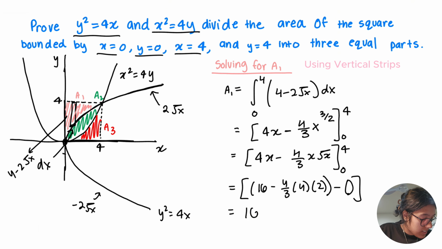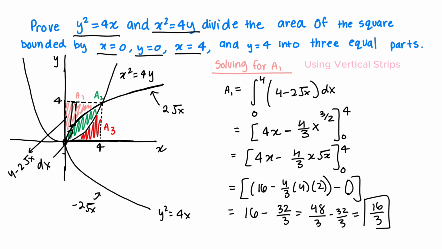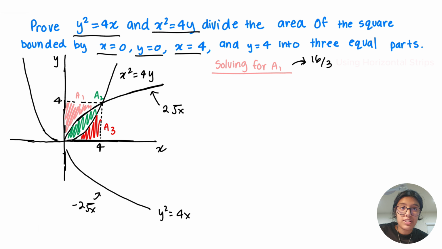Solving this, we get 16 minus 32 thirds. Common denominator, 48 thirds minus 32 thirds. That is equal to 16 thirds. So that is our area for A1. That's how we solved it with the vertical strips. Now let's try solving it with the horizontal strip.